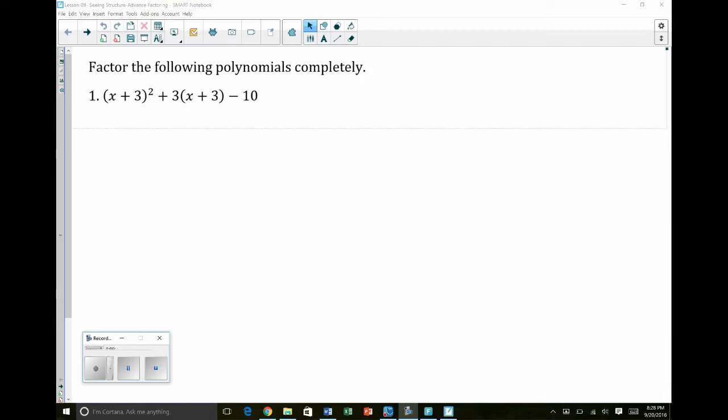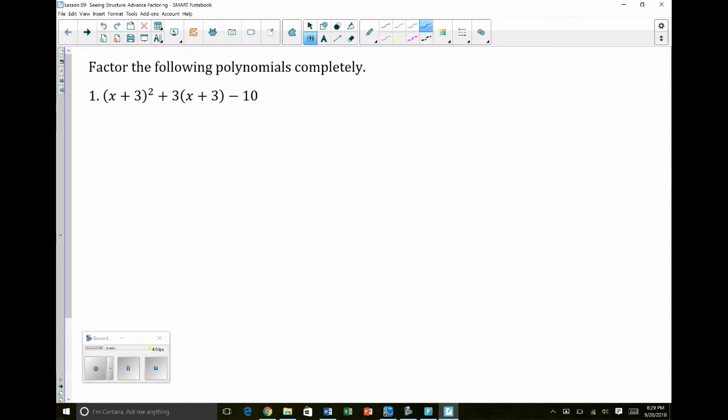Factor the following polynomials completely. So again, today's lesson was seeing structure, advanced factoring. We're going to be looking at expressions that look familiar, but it's not just going to be a plain old x sitting there that I want to factor. So I have (x + 3)² + 3(x + 3) − 10.